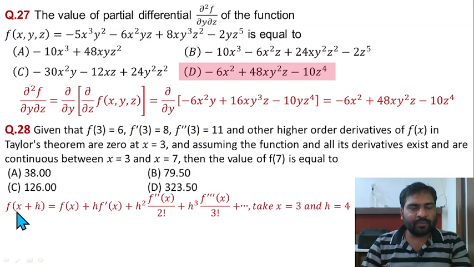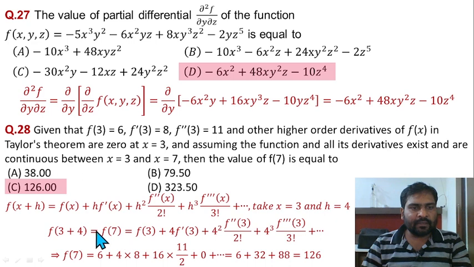Use Taylor's theorem, Taylor's expansion: f of x plus h equal to fx plus h f prime x plus h square f double prime x divided by factorial 2 plus h cube f triple prime x divided by factorial 3, dot dot dot. And here take x equal to 3. Around 3 we have to expand the Taylor series and take h equal to 4 to get the 7 value.